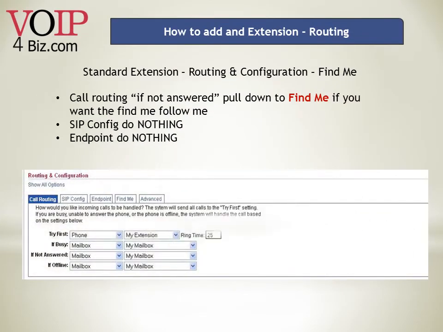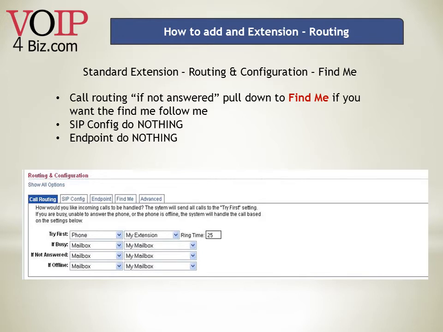Now let's go down to routing and configuration. In this, there's 5 different tabs. 3 tabs will be tabs that you, the business, will have ability to work with. Those are call routing, find me, and advance. So let's take a look at call routing first.